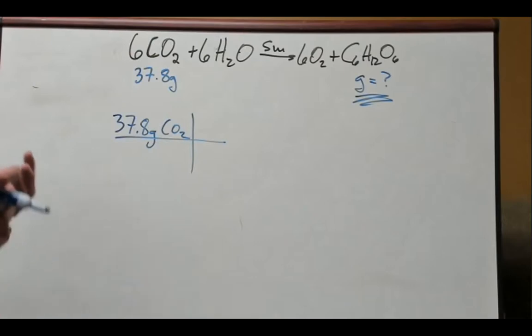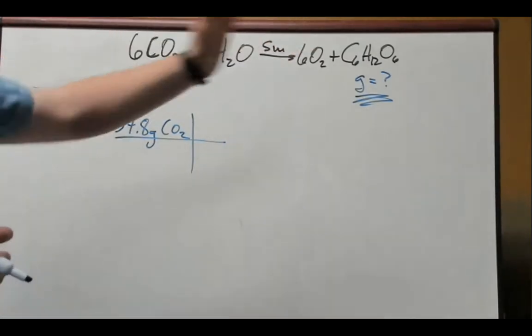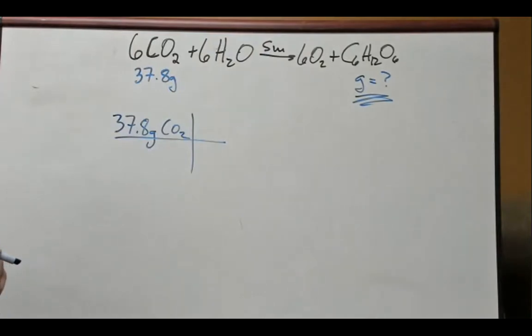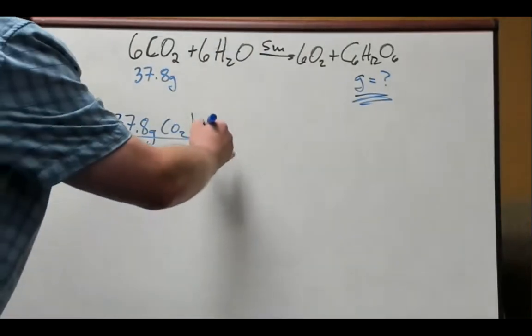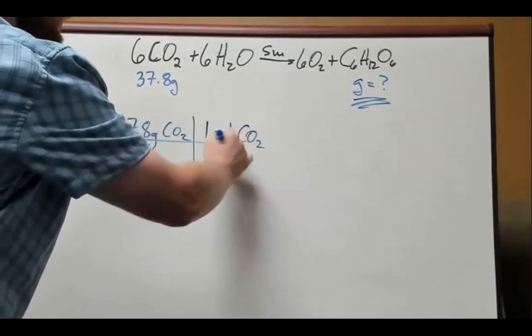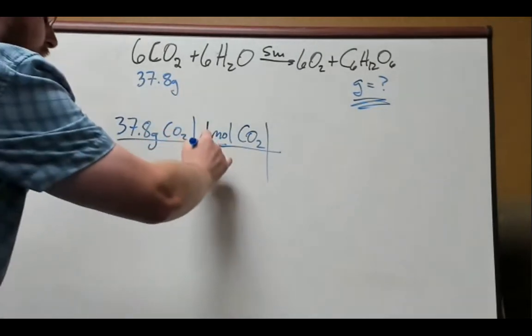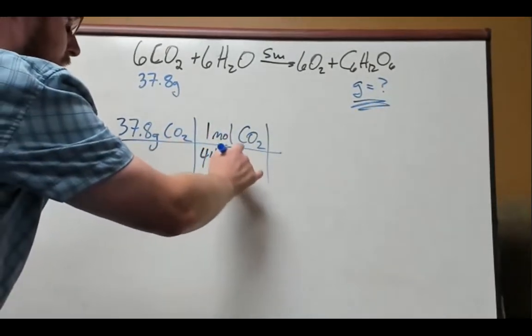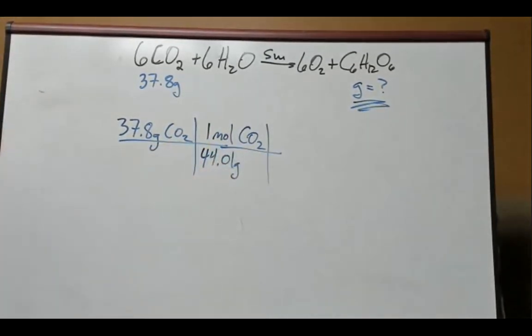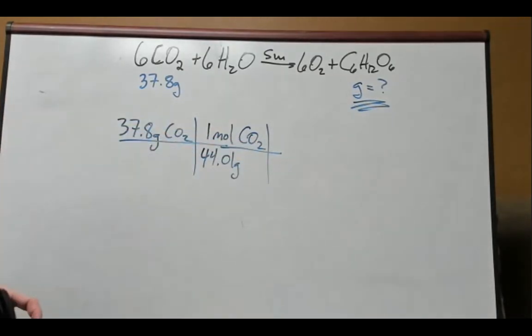Well, we don't have a direct connection to where we go from grams here to grams here. But we do have an intermediate, and that intermediate is moles. And so what we can do is look at the molecular weight of CO2. The molecular weight of CO2 is 44.01 grams per 1 mole of CO2. So right now, if I were to just divide this by this, we would have moles of CO2.